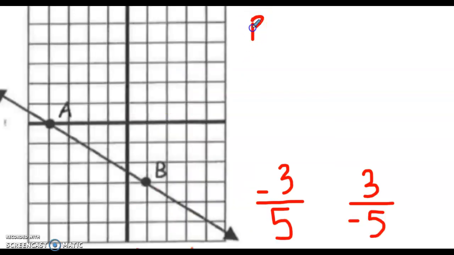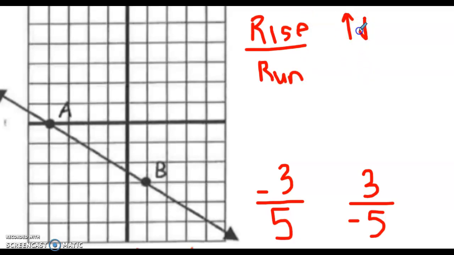Remember, we know slope is rise over run. We know that the top number tells you how to rise or go up and down. The bottom part of the slope tells you how to run left or right. So if I'm going to look at the slope with the negative attached to 3, that's telling me that you are going down 3 because it's negative, and then to the right 5.